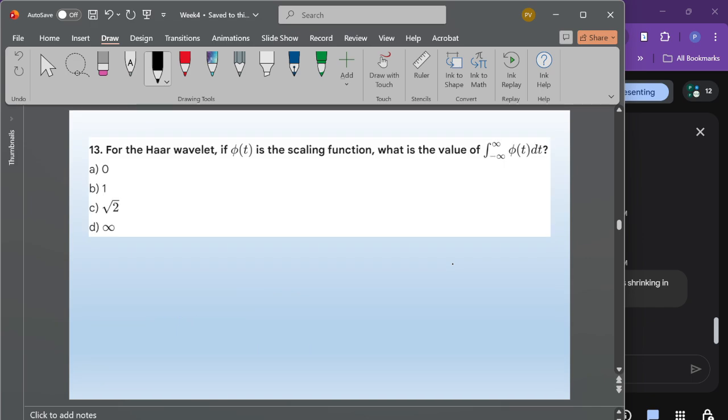So option B is the correct answer for this question.